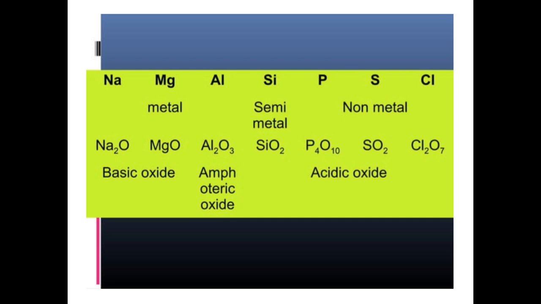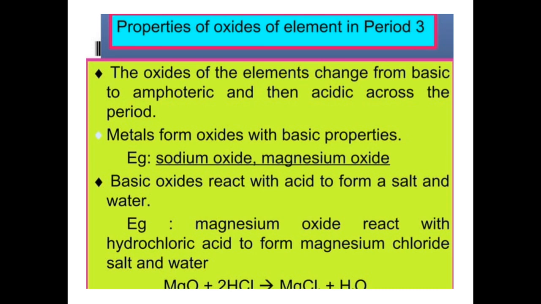So we will talk about the implication of being metals. That means metallic character decreases across the period from left to right, while non-metallic character increases in period 3 that we are looking at. All these are very, very important. Okay, so let's look at this more. The oxides of the elements change from basic to amphoteric and then to acidic. Metals form oxides with basic property, like sodium oxide and magnesium oxide.